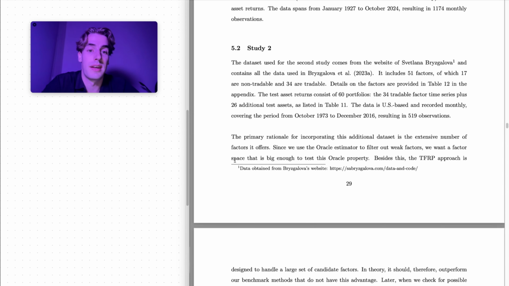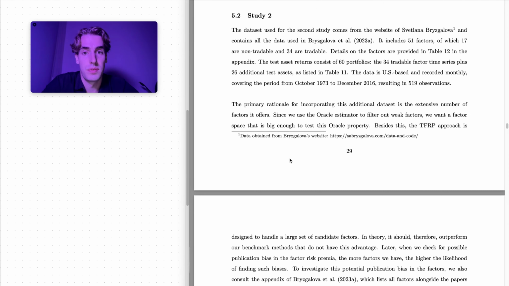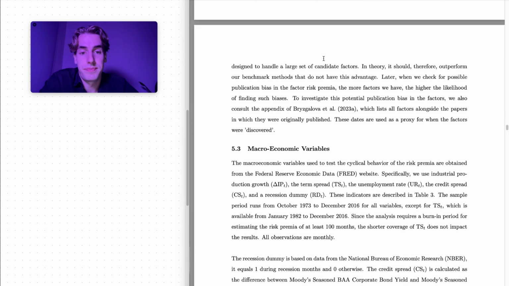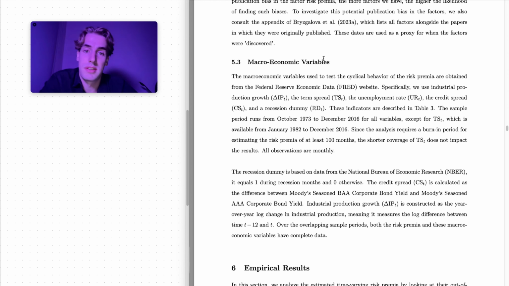In study 2, we look at a study with a lot of factors. Here we only use 5 factors, which are these. Study 2 uses the data set of the paper of Svetlana Iskovana, and they use 51 factors. They also have non-tradable factors, which I don't have in the other one: 17 non-tradable and 34 tradable factors. So that's quite a lot more. We also have some macroeconomic variables in this thesis, since we also want to test the cyclicality of the premia. Are risk premia cyclical in their behavior with the macroeconomic conditions?